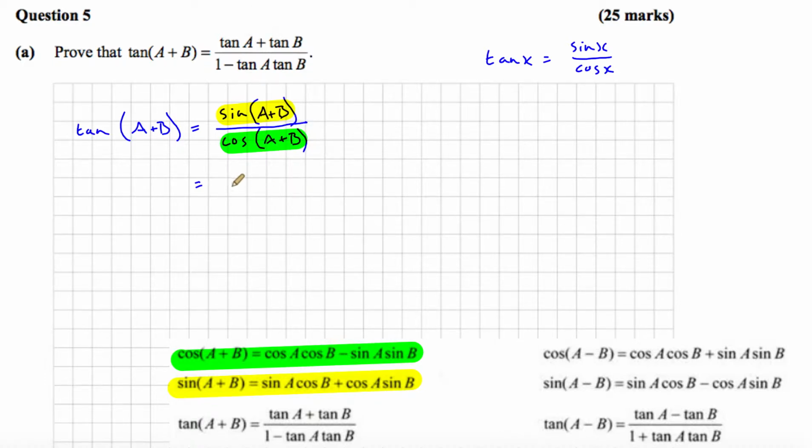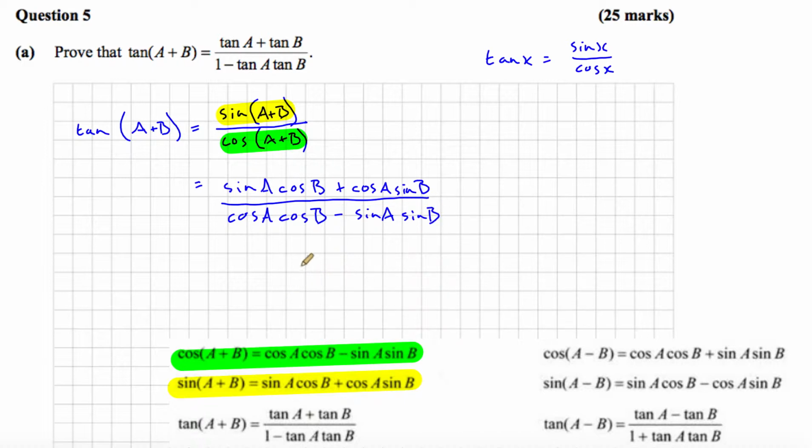So sin of A plus B is equal to the sin of A by the cos of B plus the cos of A by the sin of B. And that's all going to be over the green expansion here, which is cos A cos B minus sine A sine B.